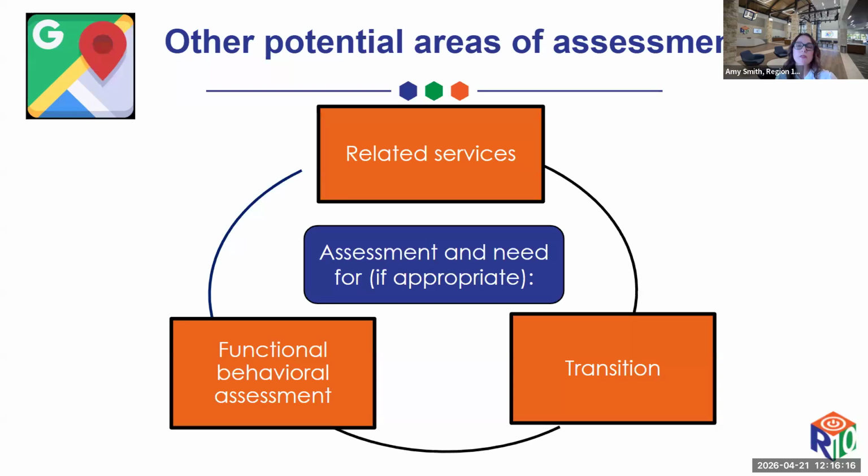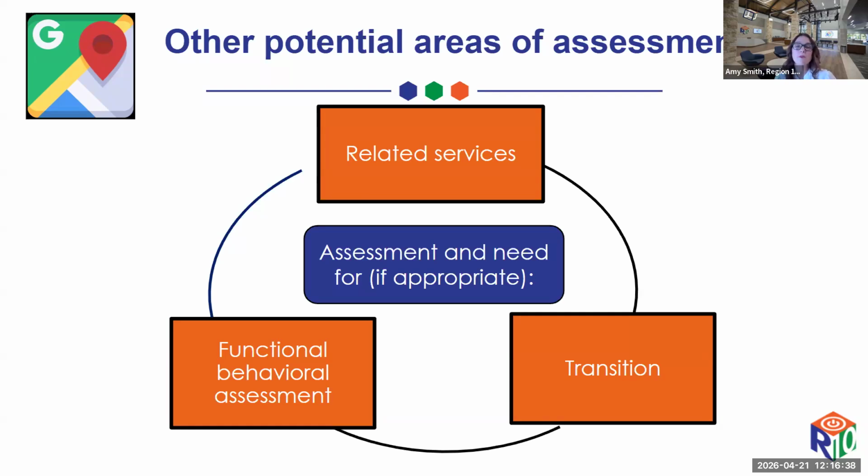Transition assessments are typically conducted annually in conjunction with the development of a transition plan, which is required as part of the IEP beginning at age 14. However, there may be times where a functional vocational evaluation is needed in order to determine specific supports and services needed for that student to benefit from their IEP.